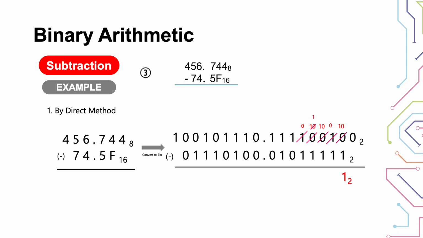Magiging 1 na ito. Ito siya magiging 1-0. Manghihiram na naman tayo dito. At ito siya magiging 1-0. So, 1-0 minus 1, yan na yung 1. So, ito siya magiging 0. Since 0 minus 1 na naman ito, manghihiram na naman tayo.